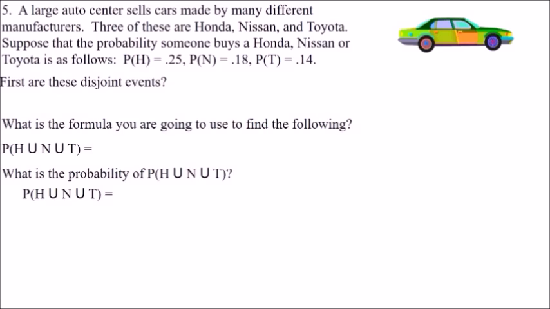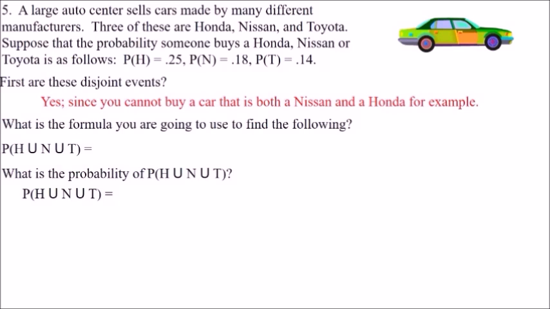First, are these disjoint events? So if we think about this, should these be disjoint events? Yes, since in general, when you go into a car dealership, you cannot buy a car that is both a Nissan and a Honda, for example. These should be disjoint events, right? They don't share anything in common. You don't buy a Toyota that is half Toyota and half Nissan, or a car that is half Honda, half Nissan. So they are disjoint events.